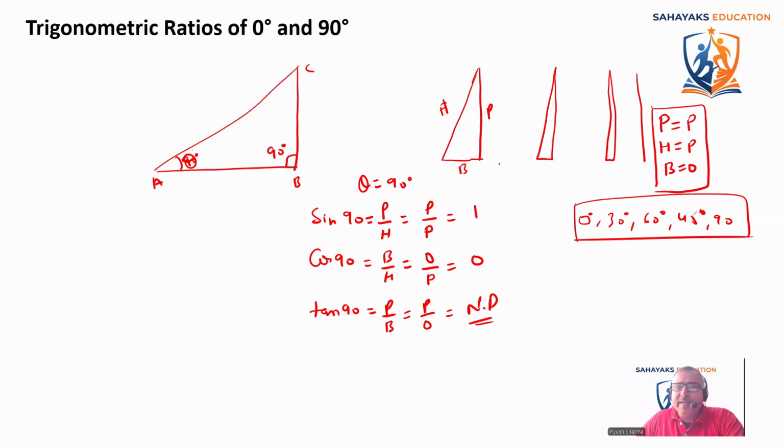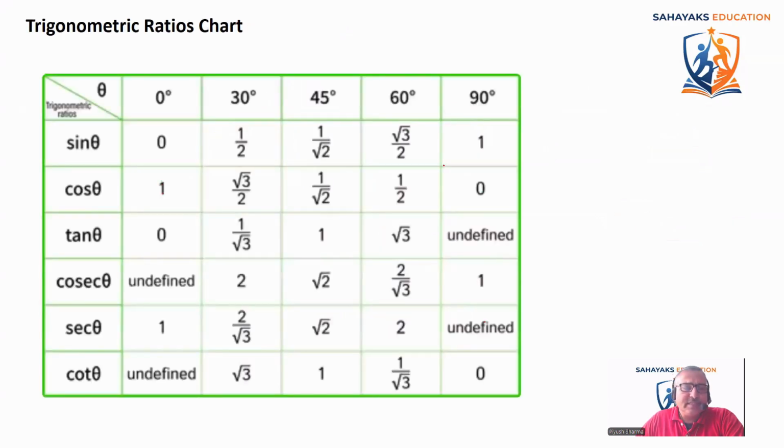So if we have to make a chart of all these trigonometric ratios, how will it look? We can show it like this. We have all the values which we computed here. Sine 0 is 0. Sine 30 is 1 by 2. Sine 45 is 1 by root 2. Sine 60 is root 3 by 2. Sine 90 is 1. This table is available in your NCERT book or any book.